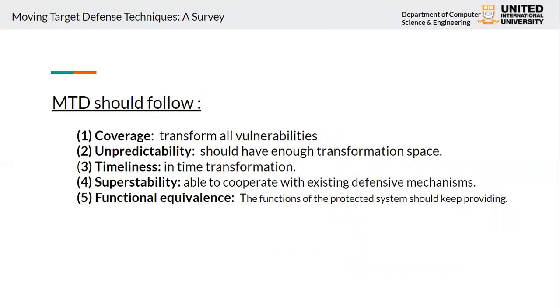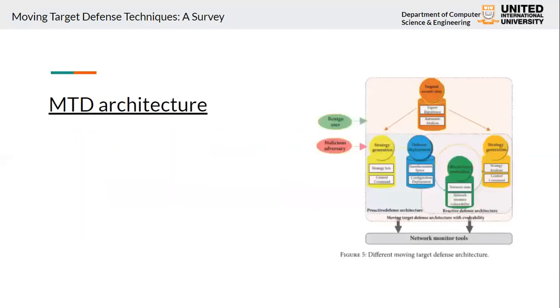After analyzing those two theories, we can come to a conclusion that MTD should follow some strict rules. The first one is coverage. The MTD should transform all possible vulnerabilities. Number 2 is unpredictability. The MTD should have enough transformation space. Number 3, the timeline. That is the in-time transformation of the system. And 4th is compatibility, where MTD should be able to cooperate with the existing defensive mechanisms. And lastly, the functional equivalence. And that refers to that the function that is being protected should also be provided.